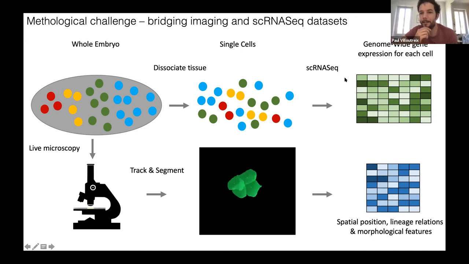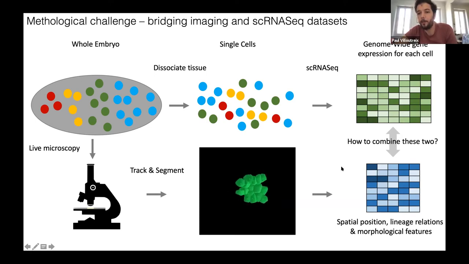And the thing is that in that case, you lose the spatial information because you first have to dissociate the tissue, and you lose the temporal information because you have to stop the development. So the methodological challenge here is, how do you combine those two sets of information to be able to correlate the patterns of gene expression in space with their changes in morphology or changes in spatial organization?